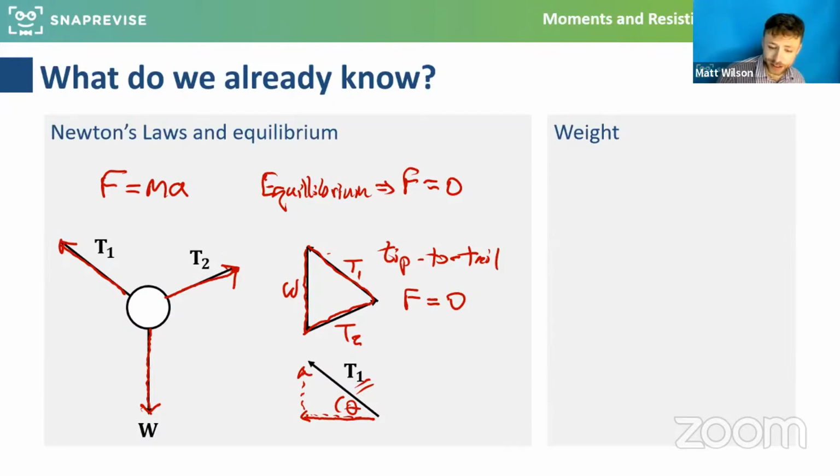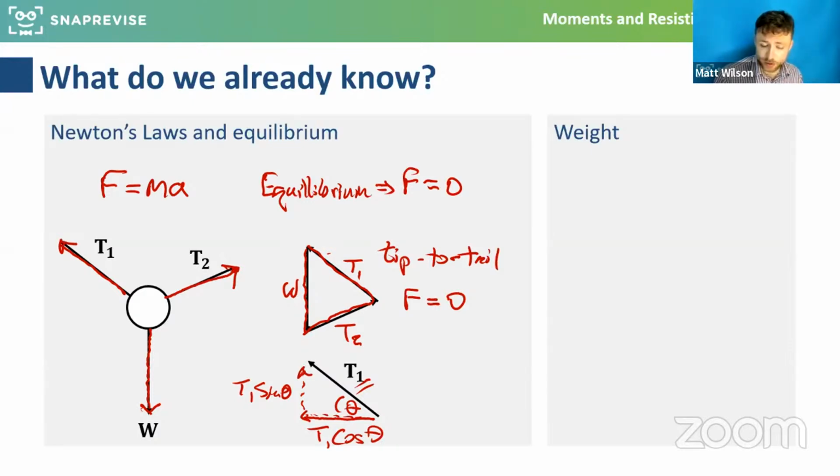Yeah, absolutely right. You take the length of the vector and then you multiply by cos theta. So this will be T1 cos theta. And then the vertical part here would be T1 sine theta. Okay, perfect. Really, really nice. Okay, so that's some general stuff about forces.